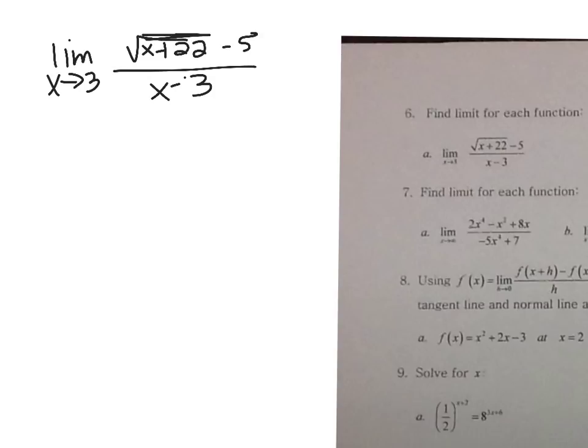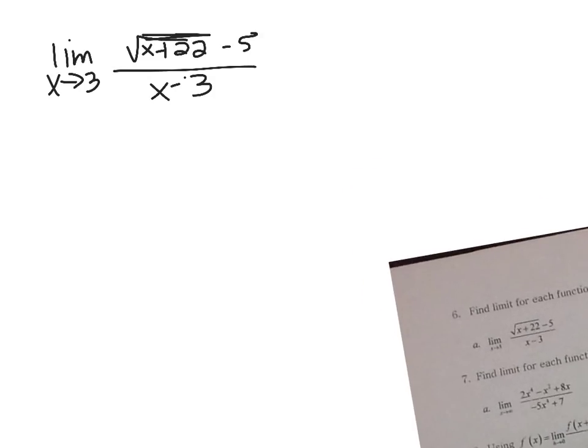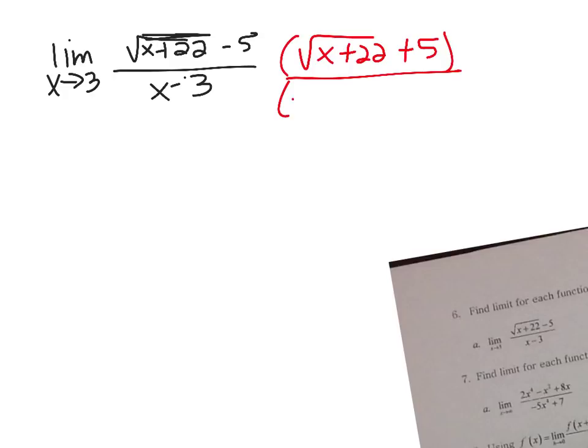Okay, so I'm going to rationalize. I'm going to multiply by the conjugate. So the conjugate would be the square root of x plus 22 plus 5 over, and the same thing, the square root of x plus 22 plus 5.